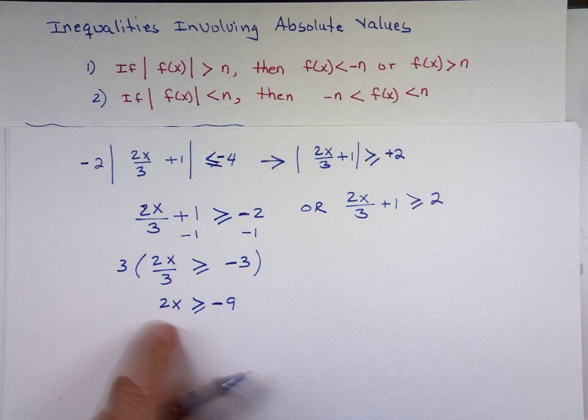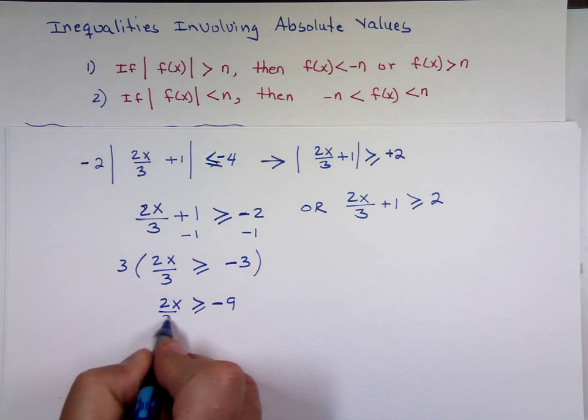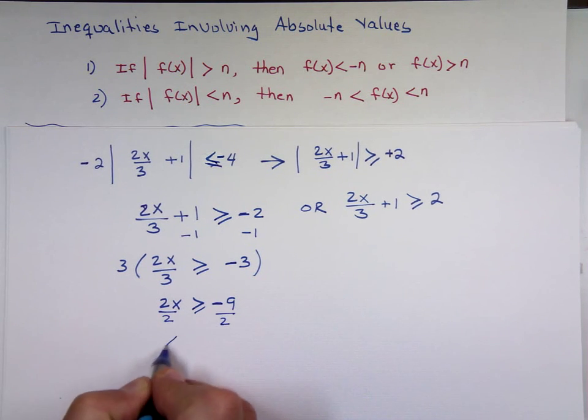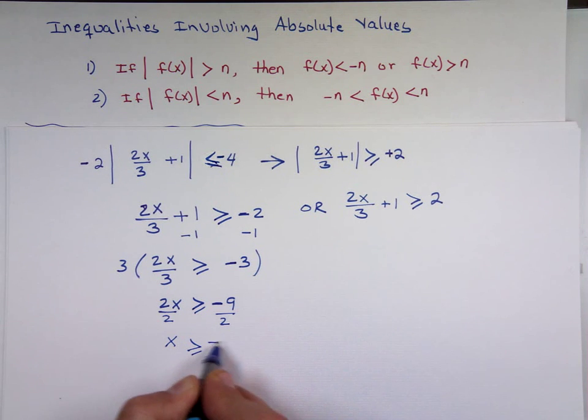And to solve for x, what are we going to do now? Divide by 2. X is greater than or equal to what? Negative 9 halves.